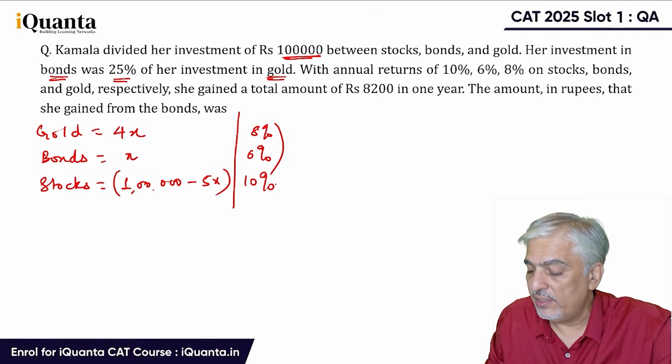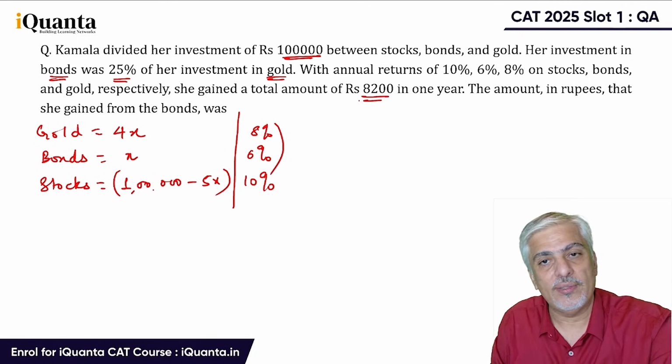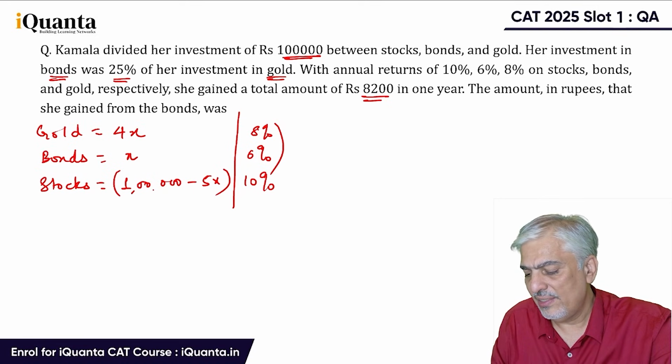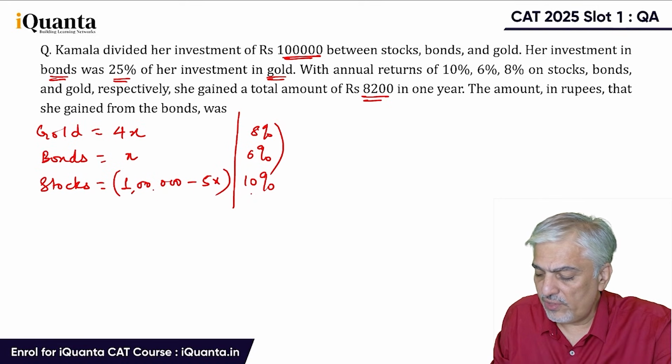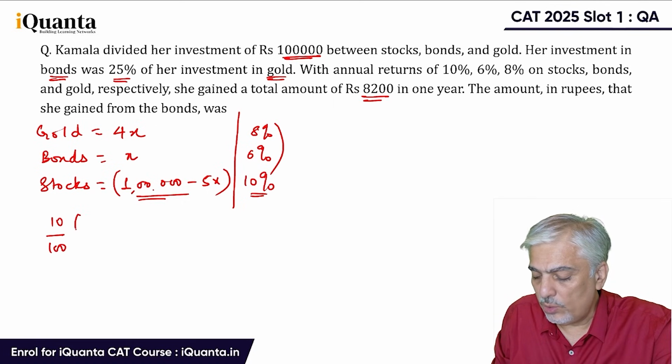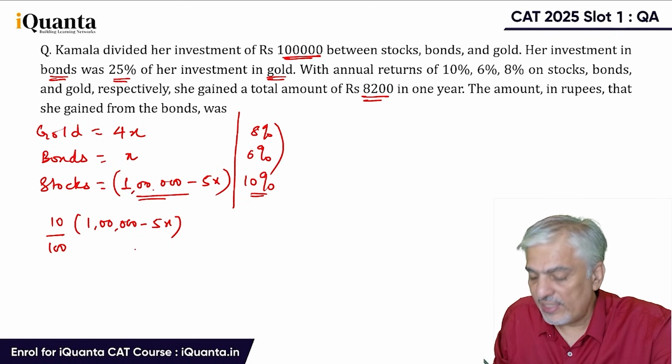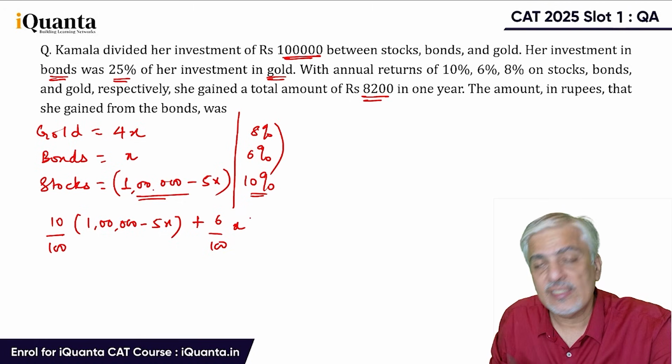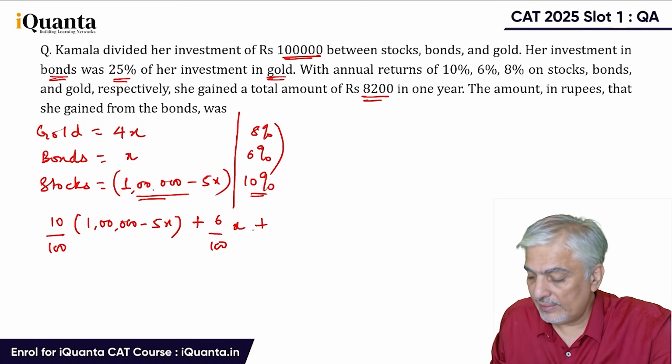The total return they've told is 8,200. So let's try this. First, 10% of this: 10 upon 100 into 1 lakh minus 5x, plus 6 upon 100 into x, plus 8 upon 100 into 4x.